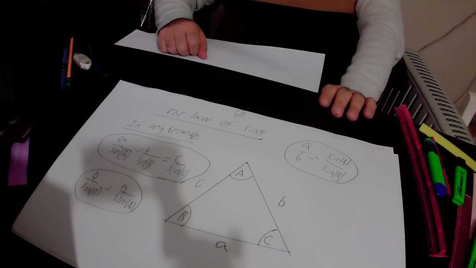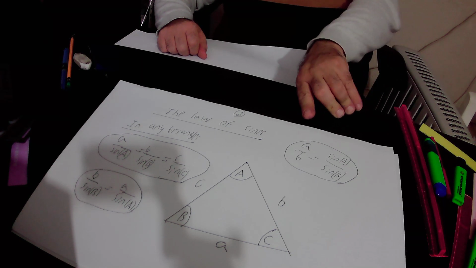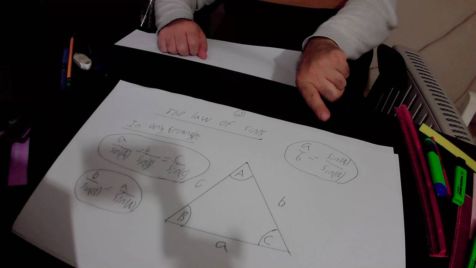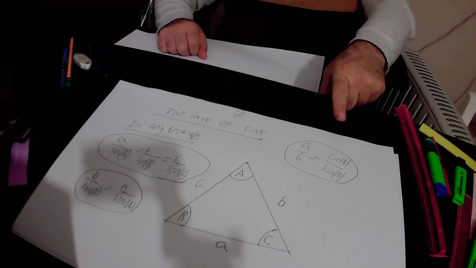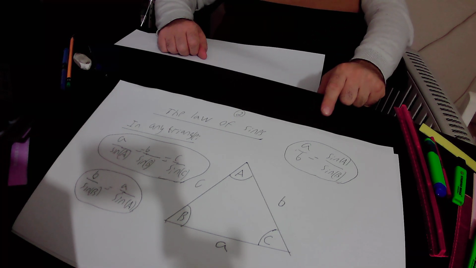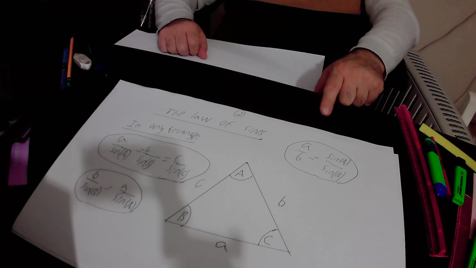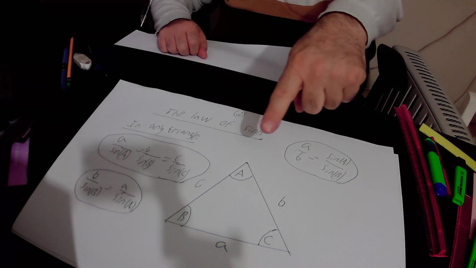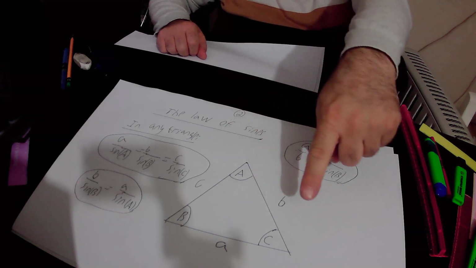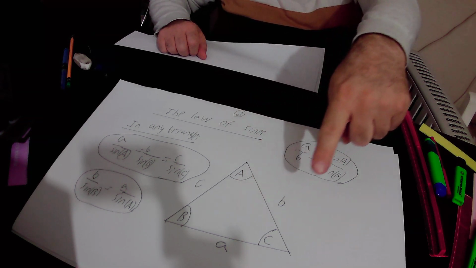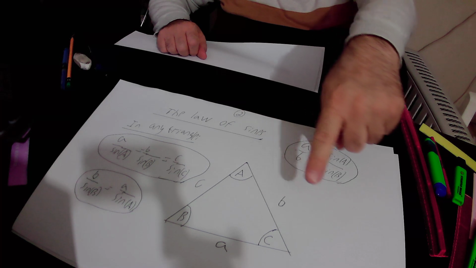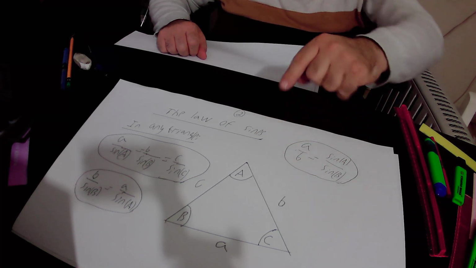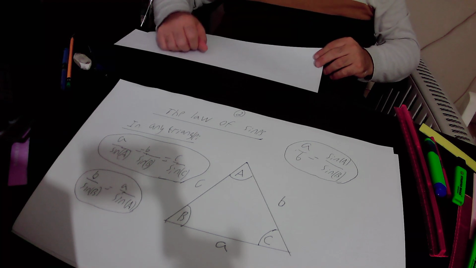So it means that the ratio between the side lengths of the triangle equals the ratio between the opposite angles. Okay? Because angle A is located opposite the side of length A, and angle B is located opposite the side of length B. Okay?